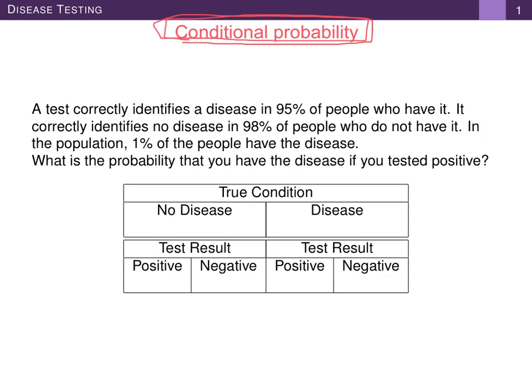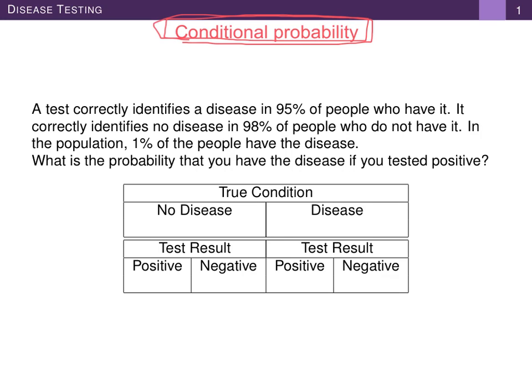A test correctly identifies a disease in 95% of people who have it. It correctly identifies no disease in 98% of people who do not have it. In the population, 1% of the people have the disease. What's the probability that you have the disease if you tested positive?